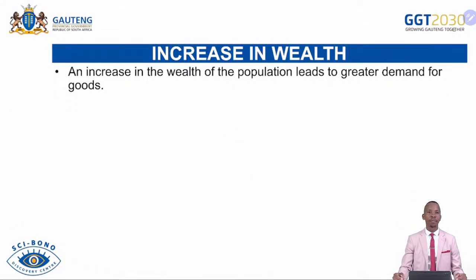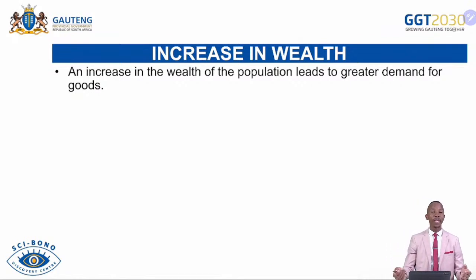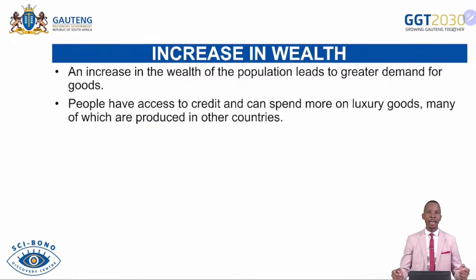Increase in wealth. We know that the change in wealth for each country will always change the demand for goods and services. So an increase in wealth of population leads to greater demand for goods. Automatically, as there's a greater demand for goods, some of those goods might not be produced locally, might be produced abroad, so they will be imports. So local consumers, because of more wealth, will demand goods that are produced by other countries because they have more wealth, they are affording, so there are no constraints on their side.